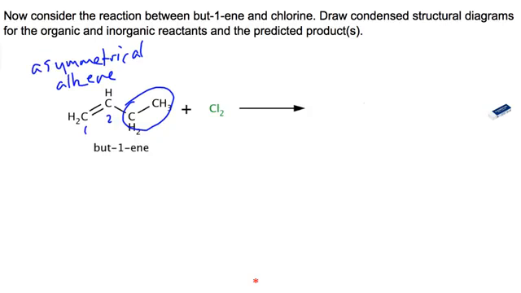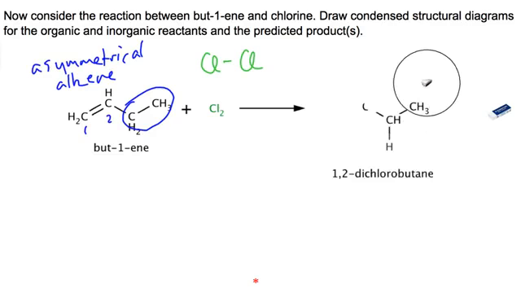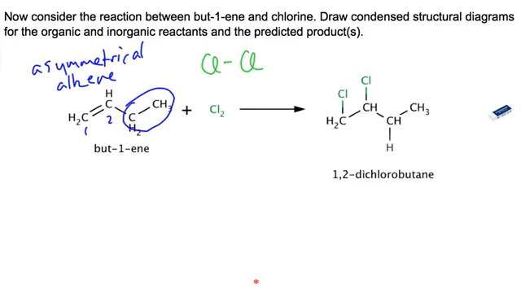And so our chlorine, again, still looks like chlorine with that single covalent bond. So what about the possible products of this reaction? Well, once again, there's only one possible product. And once again, the reason is because of symmetry. Even though the alkene is asymmetrical, we still have only two carbons to put these chlorines on. They're carbon 1 and carbon 2, when you put our chlorine on each of them. And so 1,2-dichlorobutane is the only possible product.